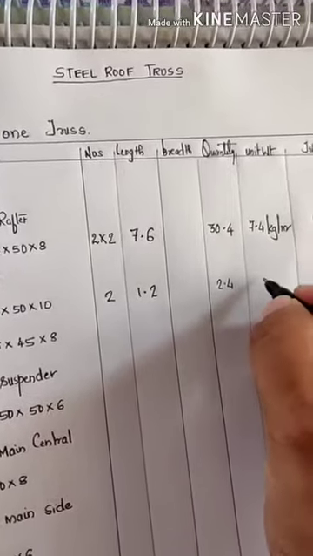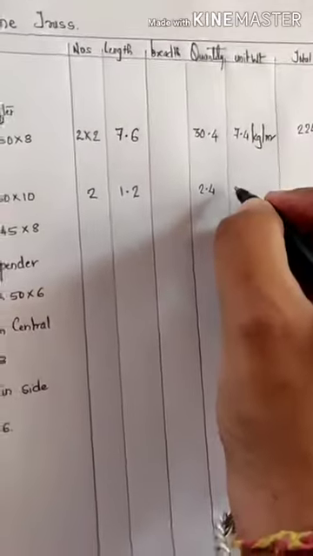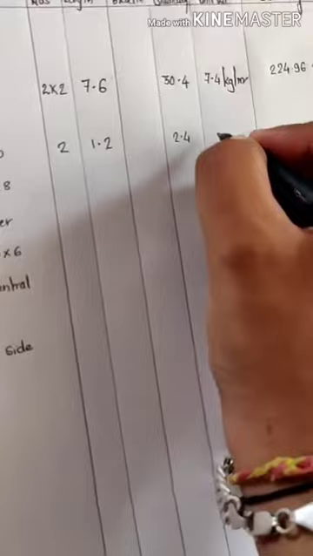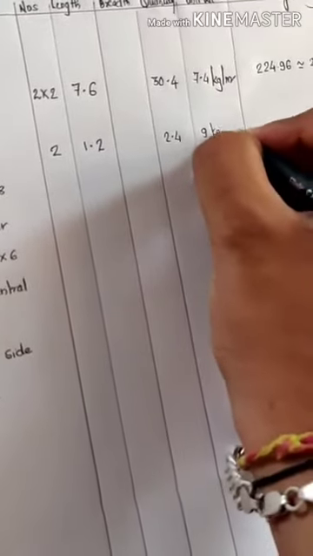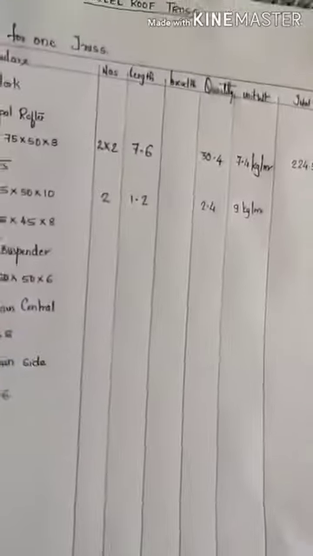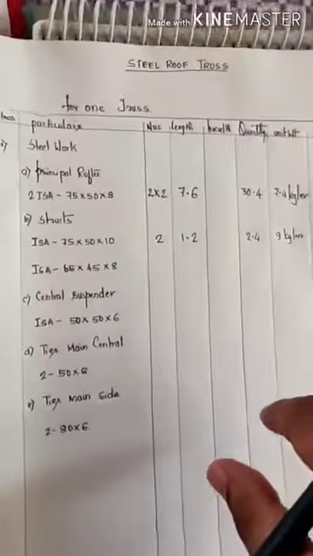2.4. Similarly, search for what is the weight. So it is 9 kg per meter, and you will get the quantities. You will get that quantity.